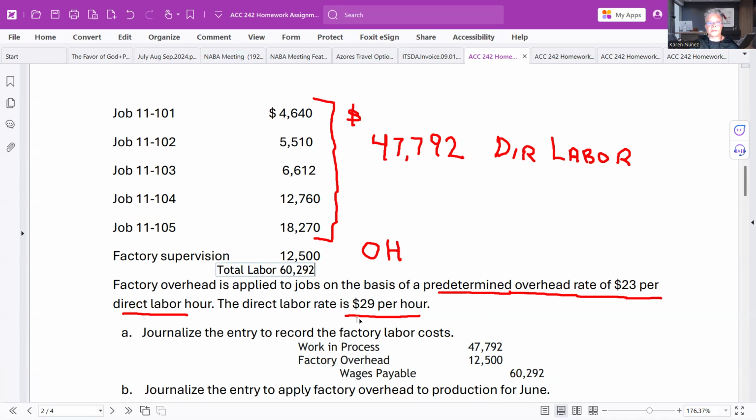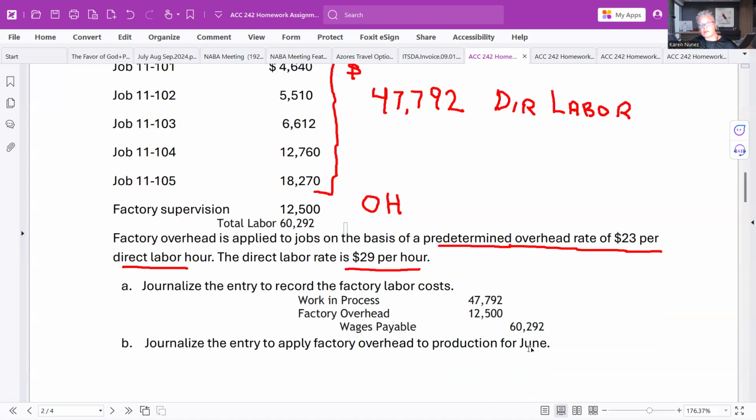That's what the entry's for, right? So we just recorded the total labor goes into wages payable. That's the total amount that they owe, the 60,292. And there are two pieces. One piece is the direct labor that goes to work in process. The other piece is the overhead that goes to overhead.